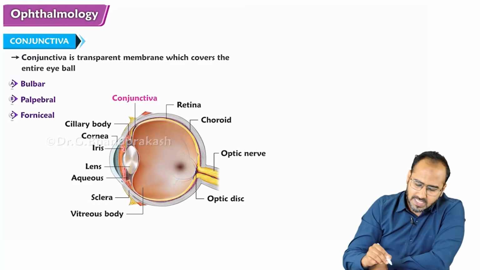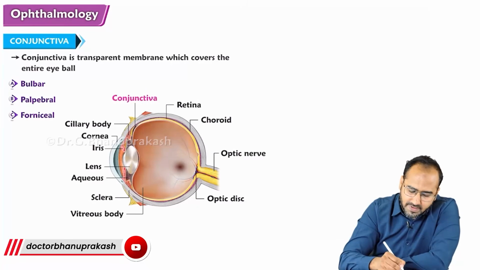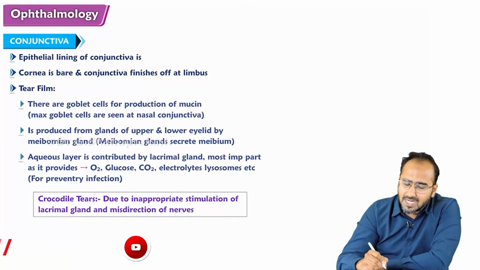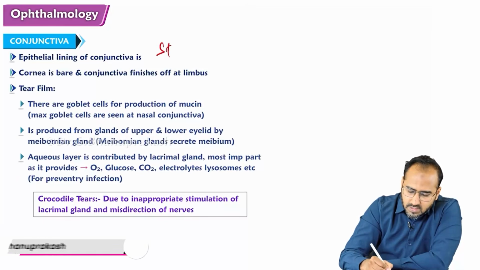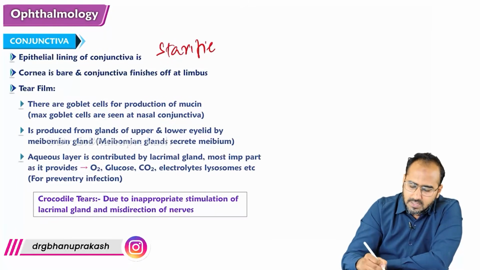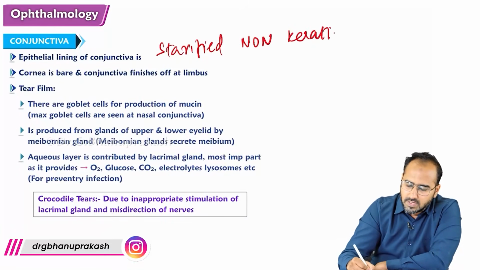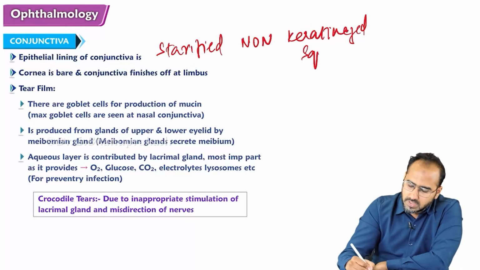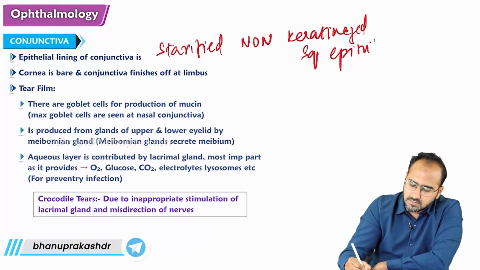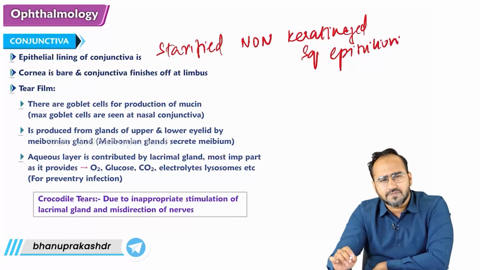So conjunctiva is a transparent layer that covers the entire eyeball except for the cornea. There are three types: bulbar, palpebral and fornicial conjunctiva. The epithelial lining of the conjunctiva is stratified non-keratinized squamous epithelium. So conjunctiva is usually bare and it just finishes off at the limbus.